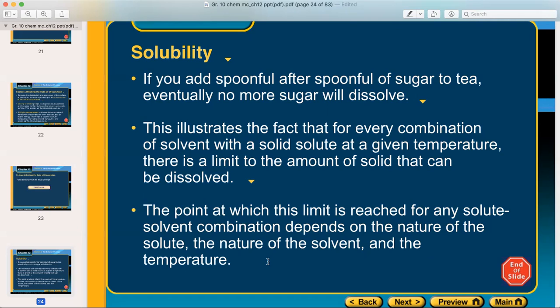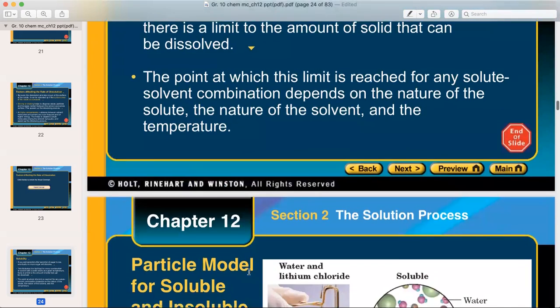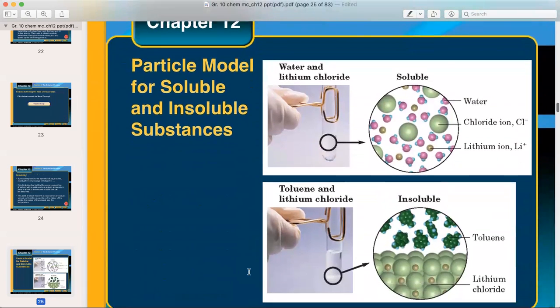To what limit it will dissolve, it depends on three factors. It depends on the nature of the solute, nature of the solvent, and the temperature. So we understood what is solubility.